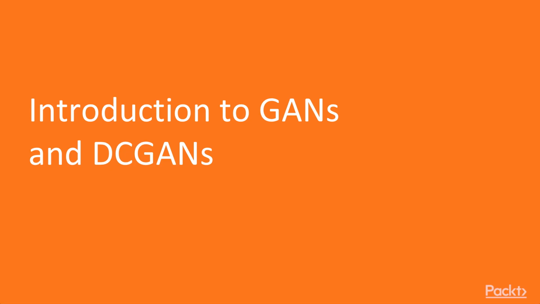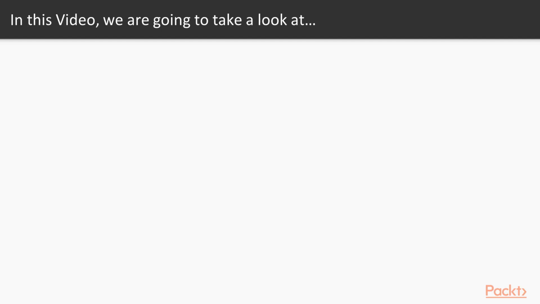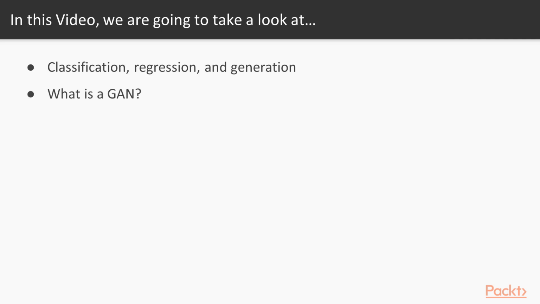Now in this video, we'll take a look at an introduction to generative adversarial networks and the deep convolutional variant. We'll look at the difference between classification, regression, and generation. We'll ask what is a generative adversarial network, what is a deep convolutional generative adversarial network, and then talk a little bit about how you train these networks.